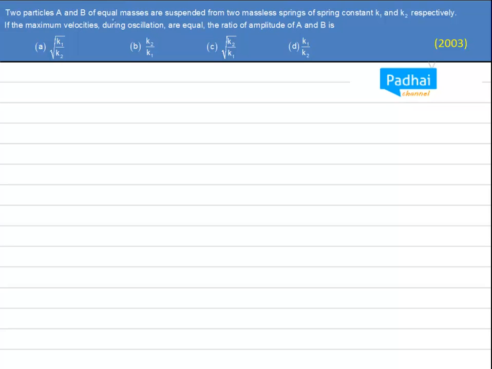Two particles A and B of equal masses are suspended from two massless springs of spring constant K1 and K2 respectively. Basically, let us see what is happening. There are two masses attached to the springs, A and B. They have the same masses, but K1 and K2 are different. This is B, which has the same mass, and this is K2.